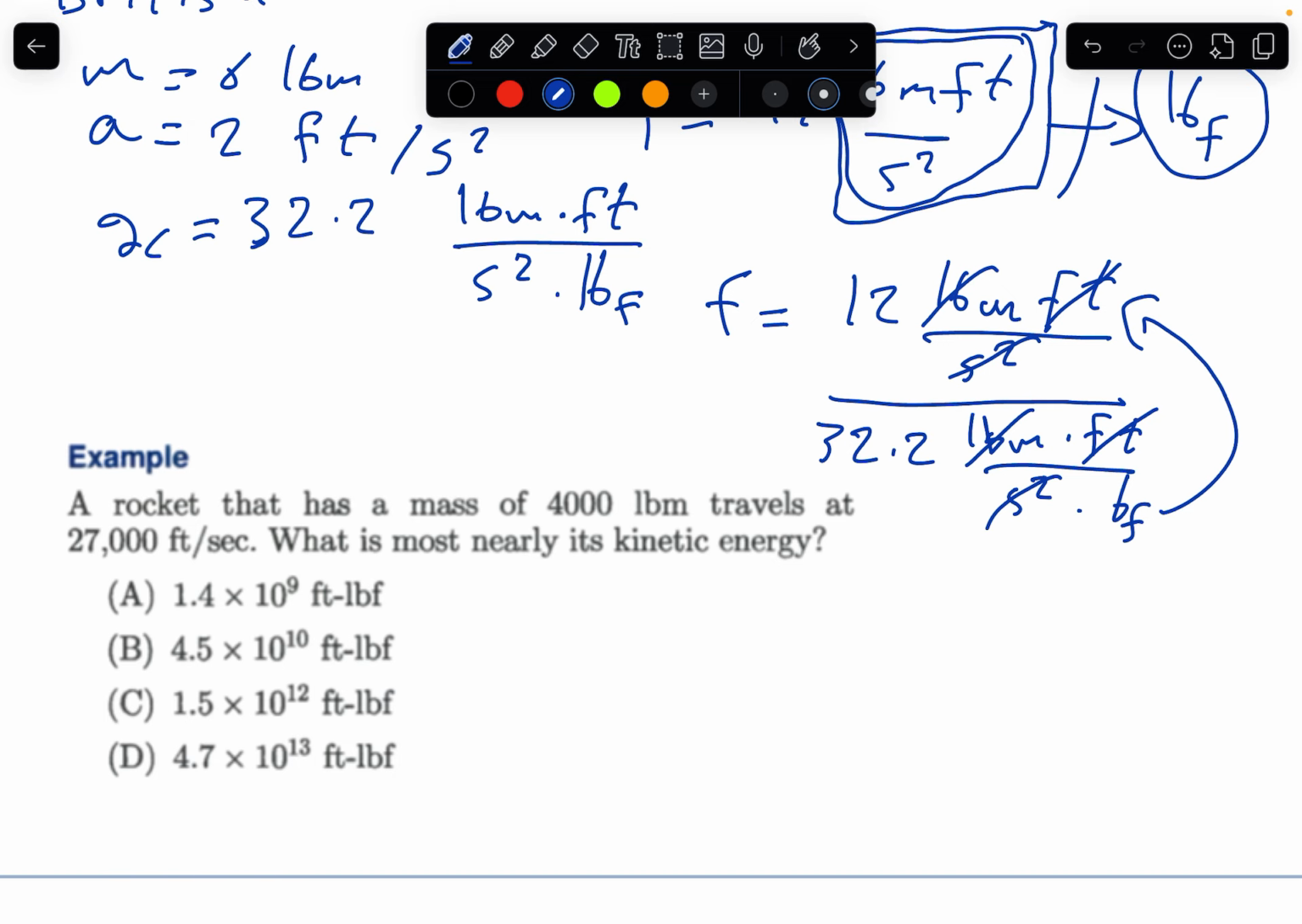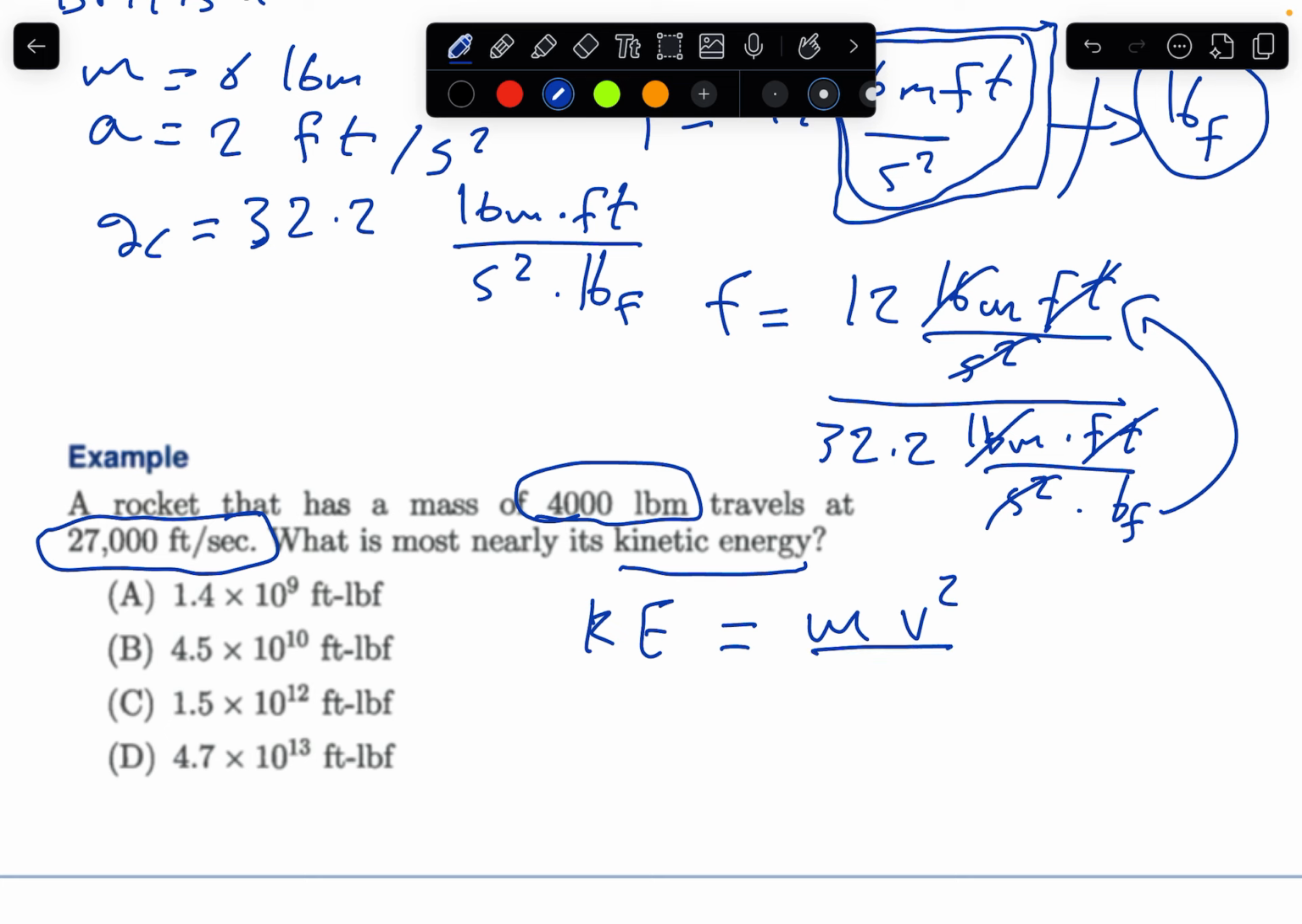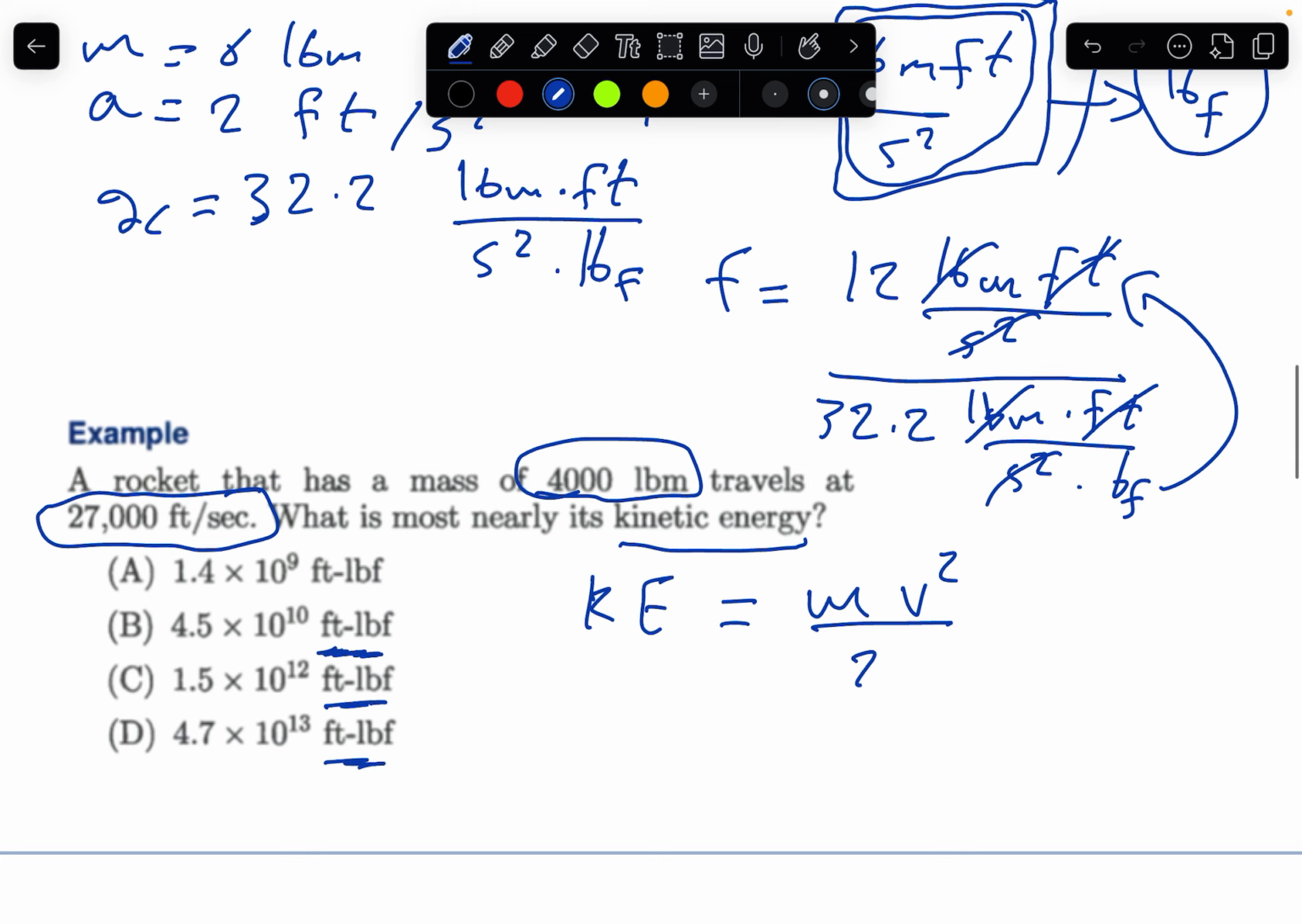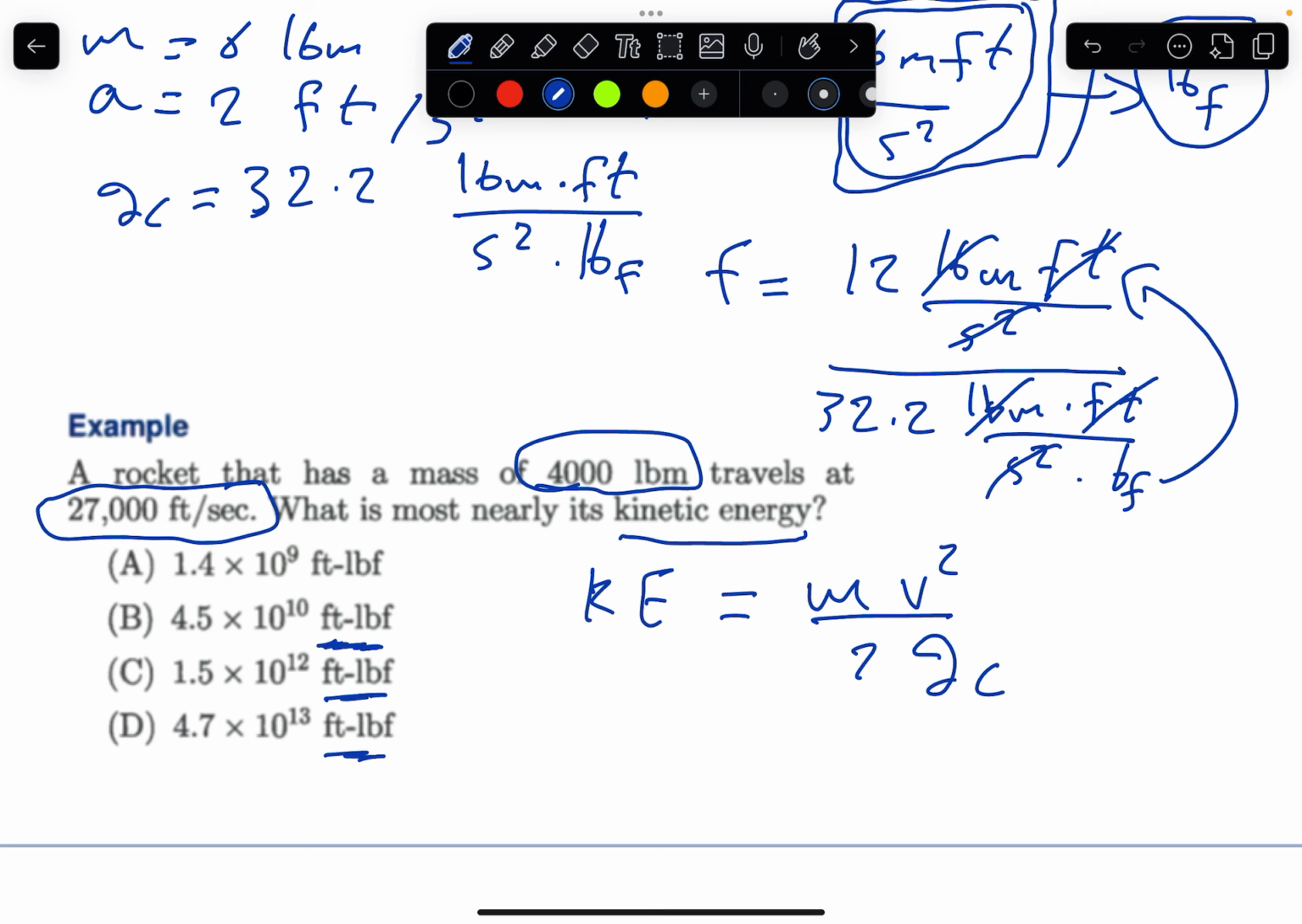So let's take an example. Here we have the mass, 4K, and this is the speed, and he wants the kinetic energy. As we know, kinetic energy is equal to mv squared divided by 2. But notice, guys, he wants it in foot times pound force. So we will put the gc because we want it in pound force.